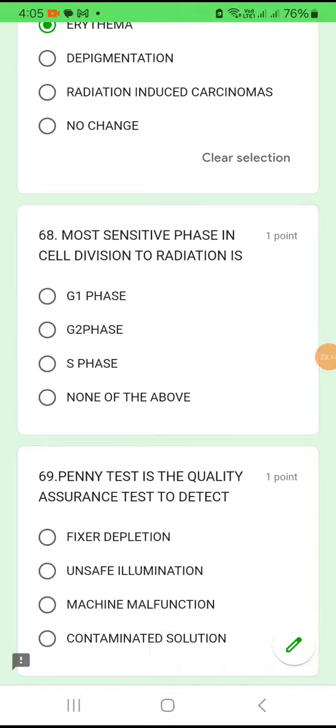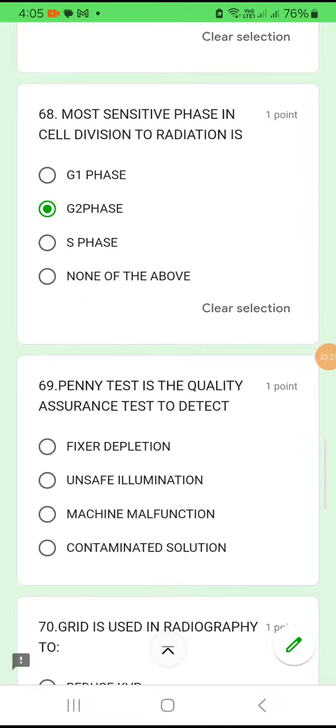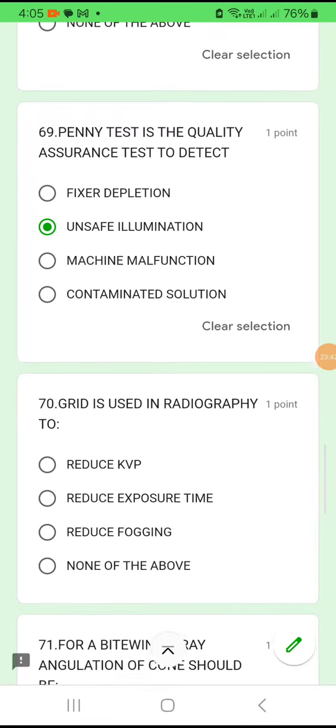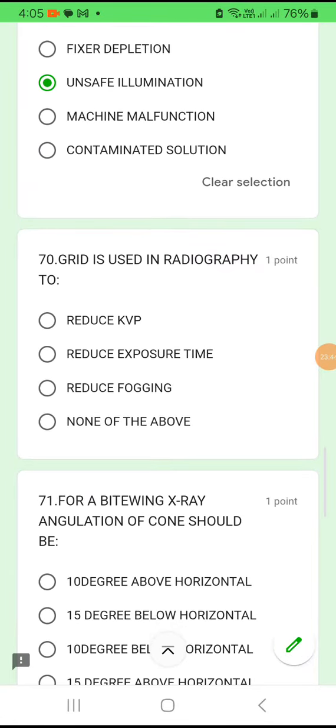68. Most sensitive phase in cell division to radiation is G1 or G2 or S phase or none of the above. Most sensitive phase is G2 phase. Okay, G2 phase is the most sensitive phase to radiation. Question number 69. Penny test is the quality assurance test to detect fixer depletion or unsafe illumination or machine malfunctioning or contaminated solution. So in radiology, to check the proper illumination, you go for penny test. So unsafe illumination.